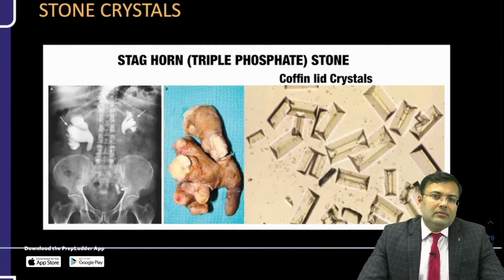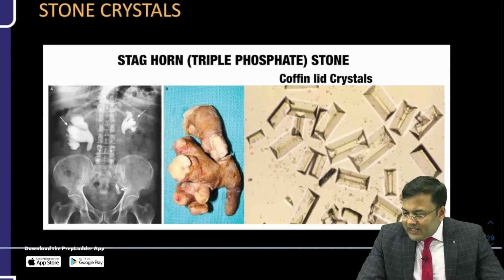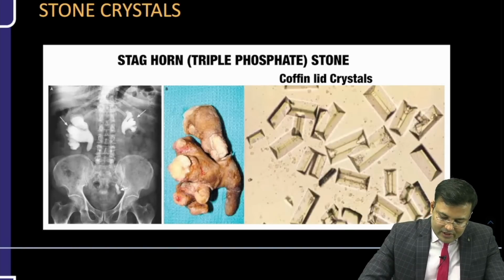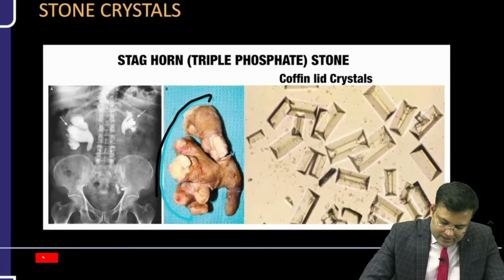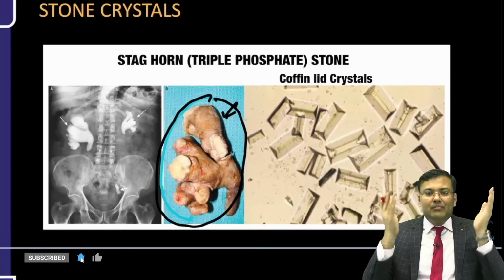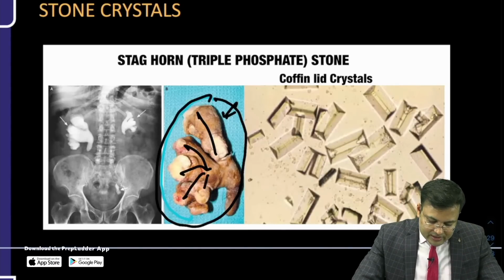Struvite stone, also known as triple phosphate stone, also known as calcium, magnesium, ammonium phosphate. Tell me what kind of crystal? You can see here how the stone looks like. It looks like the horn of a stag, because branching is there. You can see here there is branching.